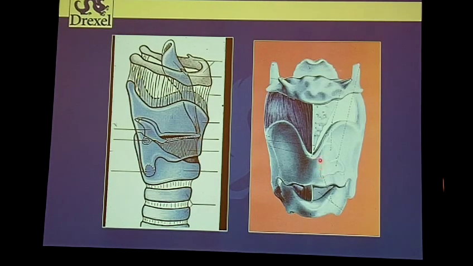This is a larynx facing you. Thyroid prominence or Adam's apple, thyroid cartilage, cricoid cartilage, hyoid bone. So what would you guess this membrane is called? That's the cricothyroid membrane. That's the thyrohyoid membrane. Use your X-ray vision and think about where you think the vocal folds are.